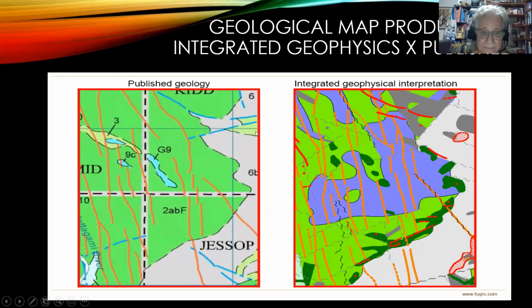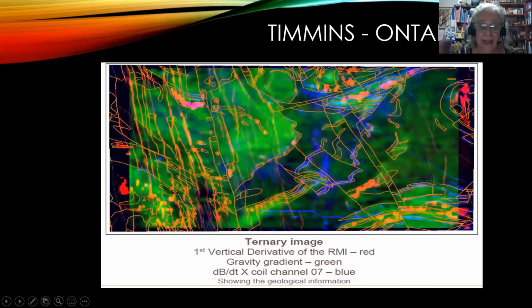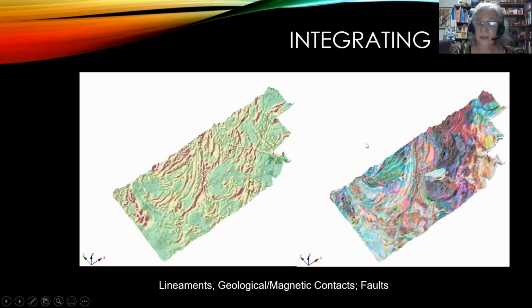And again, showing a lot more structure, and also the ternary image that can be used with different data. In this case it was the first vertical derivative of the magnetic intensity, the gravity gradient, and the dBdt from the TDEM survey. So there are other ways to integrate data.